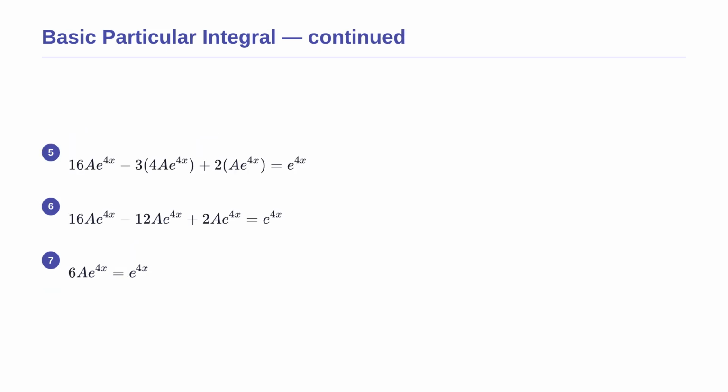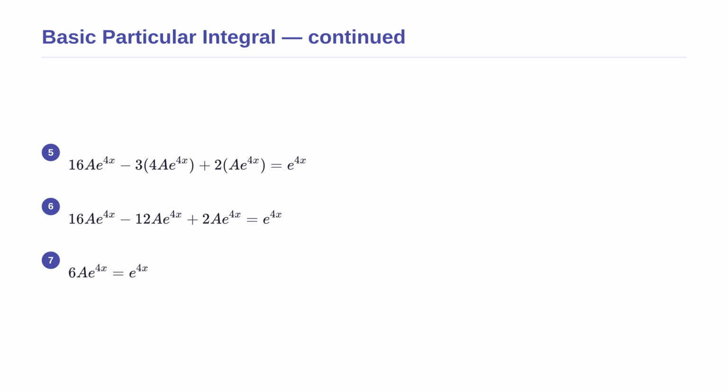Continuing with our example, we now substitute our expressions for the trial solution and its derivatives directly into the left side of the original differential equation. This substitution is the core mechanical step of the entire process, transforming our differential equation into a simple algebraic equation. We replace every term carefully.